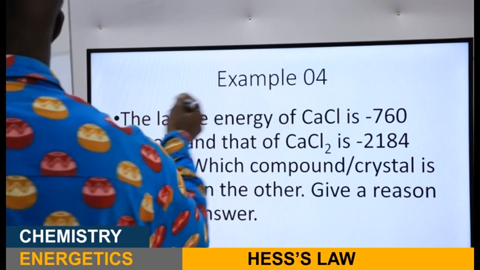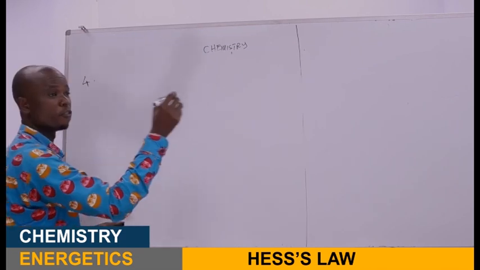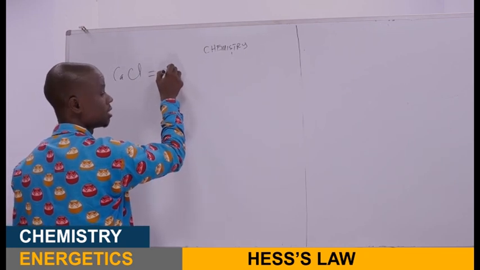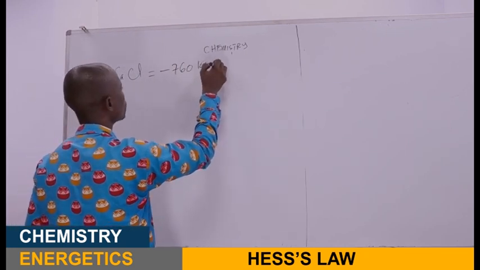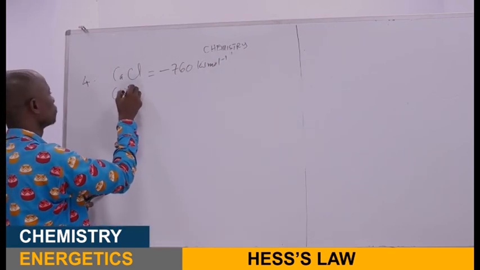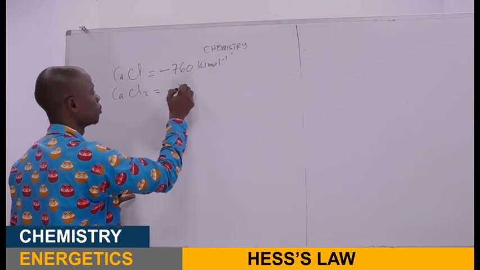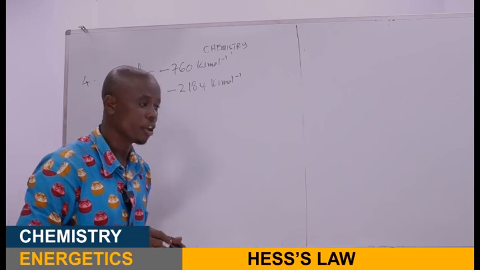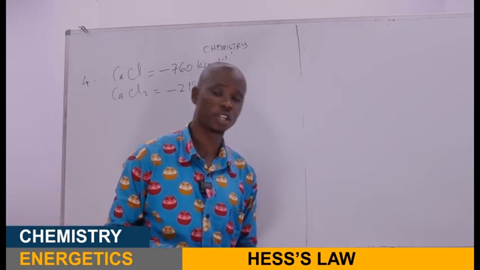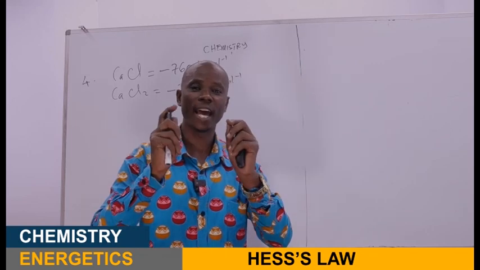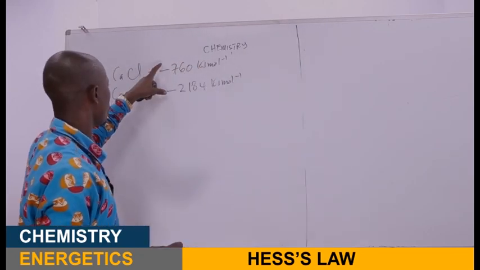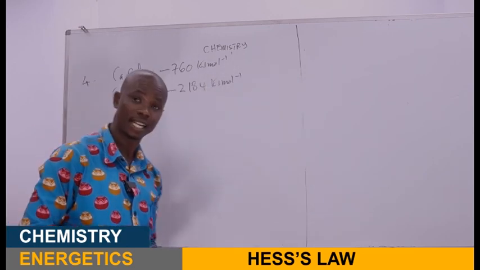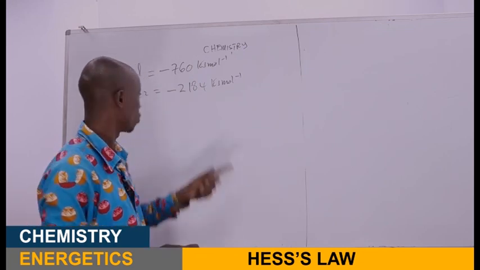In this example 4, you are given calcium 1 chloride. The enthalpy is negative 760 kilojoules per mole. The second one is calcium 2 chloride, which is negative 2,184 kilojoules per mole. When you are given these questions, you have to compare the energies given out, because the processes of forming these compounds are purely exothermic, since their enthalpy changes are given as negative.